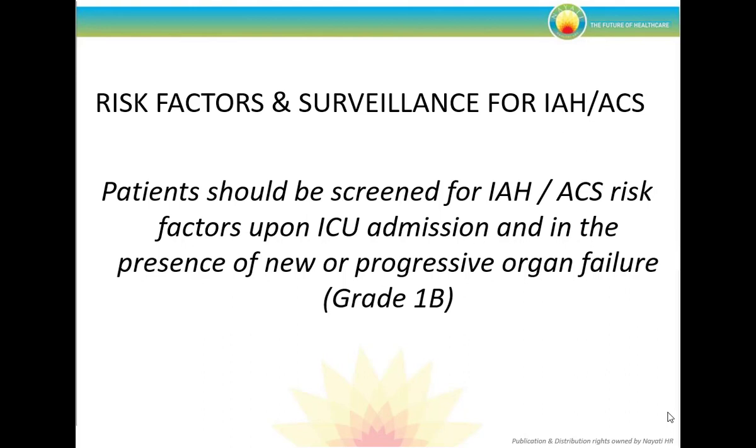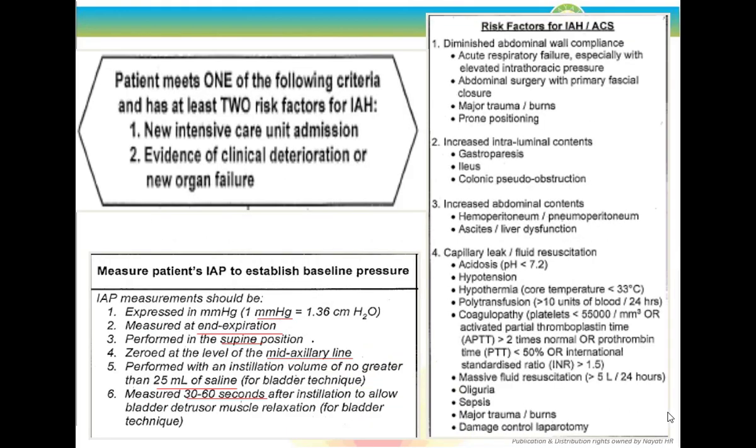There is a World Society of Abdominal Compartment Syndrome, and these are the guidelines recommended by them. Patients should be screened for intra-abdominal hypertension and abdominal compartment syndrome risk factors upon ICU admission, and in the presence of new or progressive organ failure, we should start monitoring the intra-abdominal pressures.